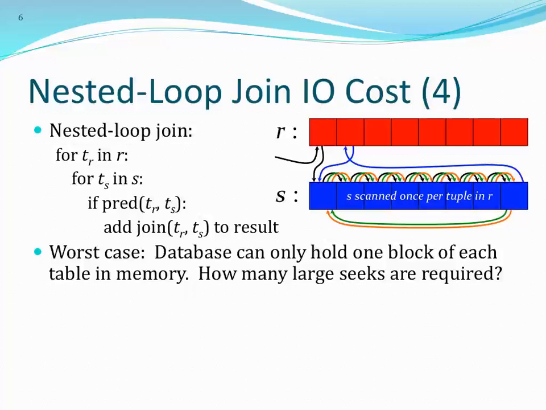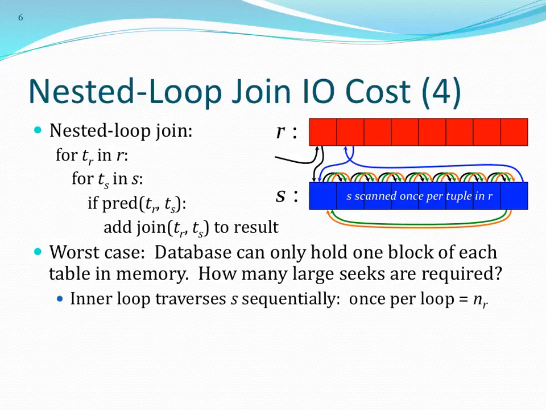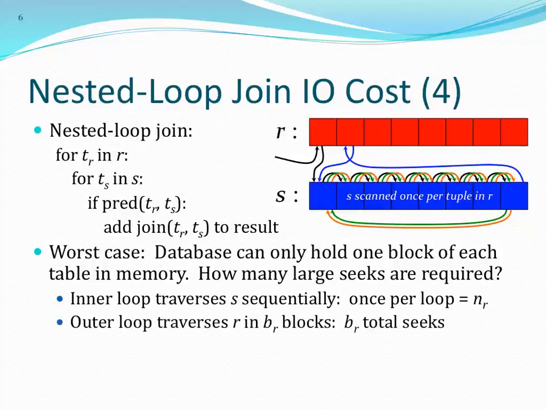How many times do we go to the beginning of S? N sub R. Once for each tuple in R. And for each block in R, we have to seek again to go read it because we were busy reading other things. So how many large seeks are we going to require? So I guess here the inner loop traverses S sequentially, so we have one seek per loop at the beginning. And the outer loop traverses R in blocks, so we have B sub R total seeks. So we have B sub R plus N sub R.